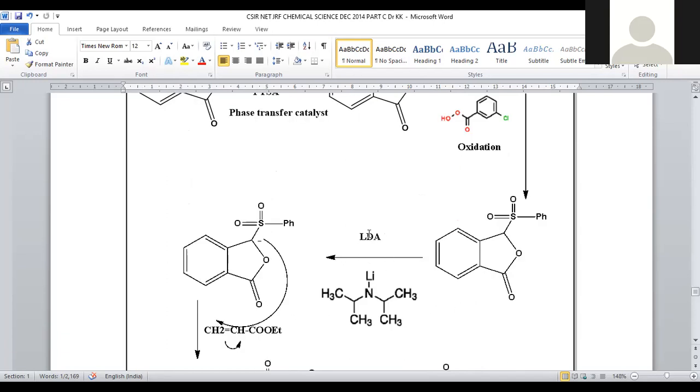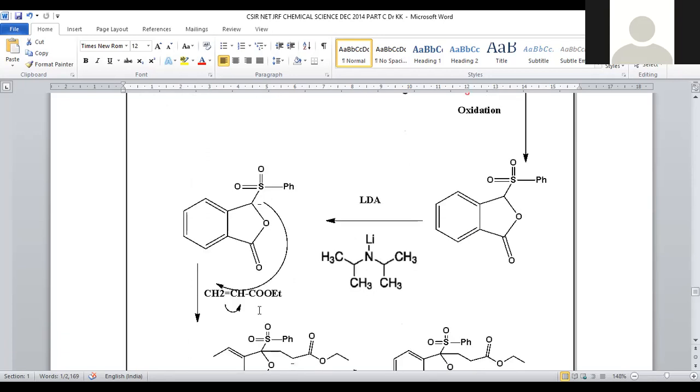Now we are going to add a strong base called lithium diisopropylamide. This is the structure. Lithium diisopropylamide will be given. It is used to pull the hydrogen from the center, so that a carbanion will be generated. Now we are going to add an alpha beta unsaturated ester compound.